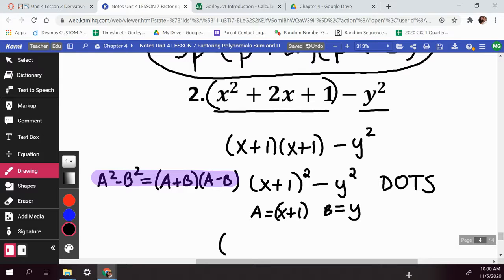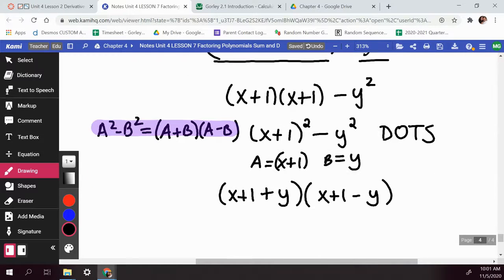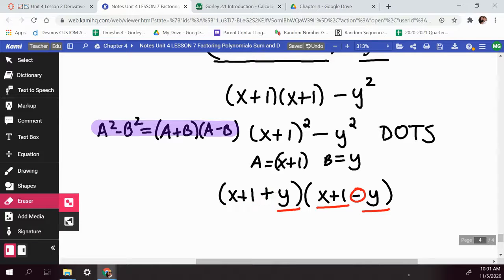So if I was going to factor this, I could do a plus b, a minus b. So I have a, which is x plus 1, plus b, which is y, and a minus b. There you go. That would be a way that we could factor that expression.